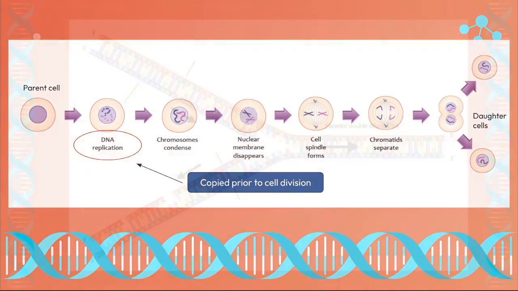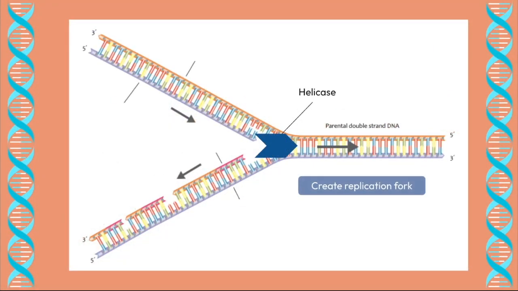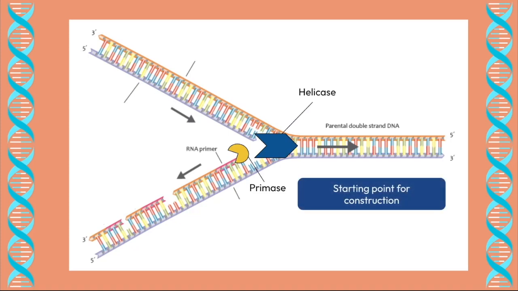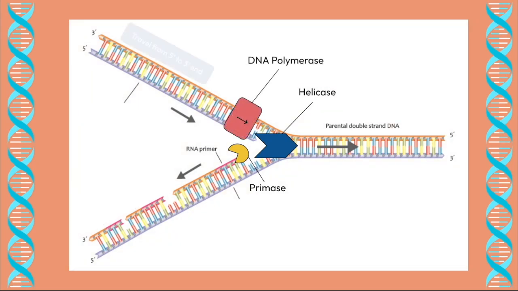Firstly, an enzyme called helicase cuts through the DNA strand, resulting in a replication fork. Then, a second enzyme called primase comes and adds a section of RNA known as a primer, marking the starting point for the construction of a new strand of DNA. After that, an enzyme called DNA polymerase binds to the primer and will make the new strand of DNA.